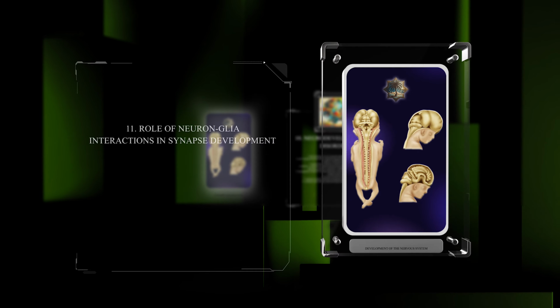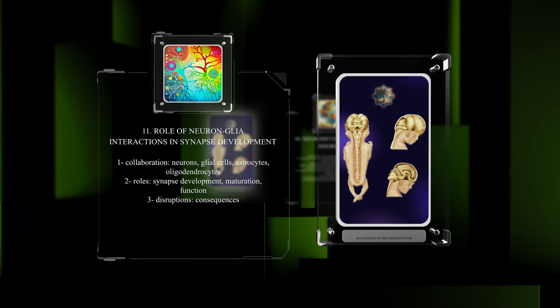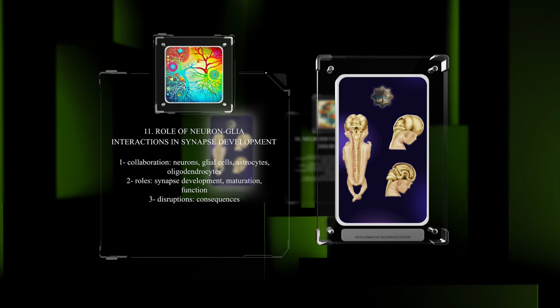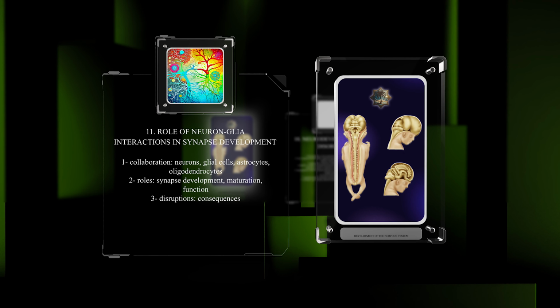This video explores the collaboration between neurons and glial cells, focusing on astrocytes and oligodendrocytes. It discusses their roles in synapse development, maturation, and function, as well as the consequences of disruptions in these interactions.